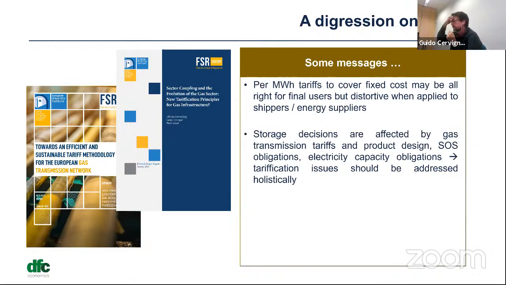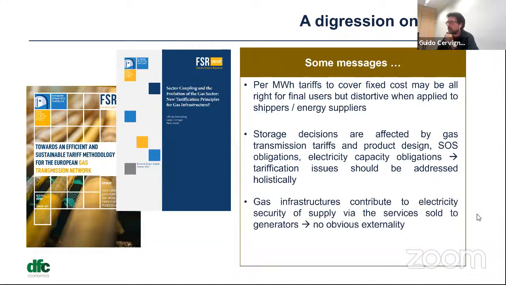The other message that we got is that storage decisions are affected by many things: transmission tariffs and product design, security of system obligations on the gas side, and security of system obligations on the electricity generation side. That is to say that tarification issues should be addressed holistically across industries and across different parts of the value chain. And the third and last message is on the relationship between gas infrastructures and electricity security of supply. What we found, or at least this is our current thinking, is that gas infrastructures do contribute to electricity security of supply, but they do it via the services they sell to generators. So in a sense, if one gets the prices of those services right, there should be no externality left to internalize with other measures.